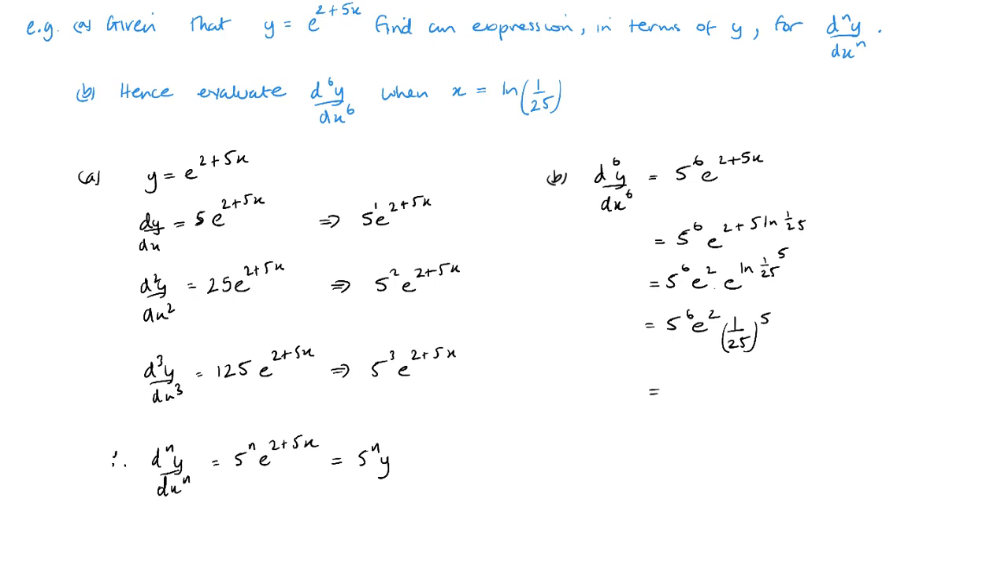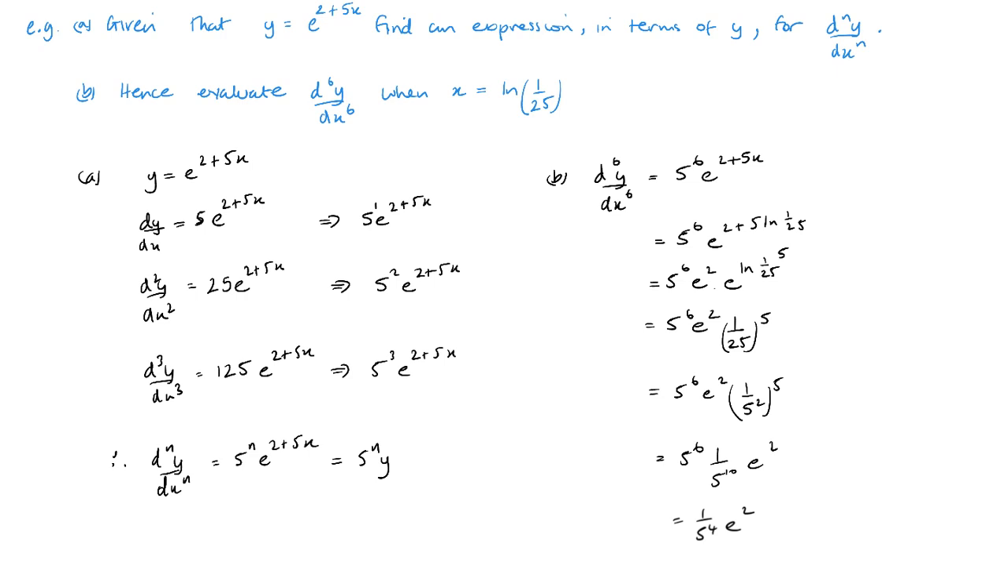Now let's do a little bit of simplifying. We could just put this all into your calculator at this point, but I like to simplify it. So we've got 5 to the power 6, 1 over 5 to the power 10, e squared. So it's 1 over 5 to the power 4, e squared.